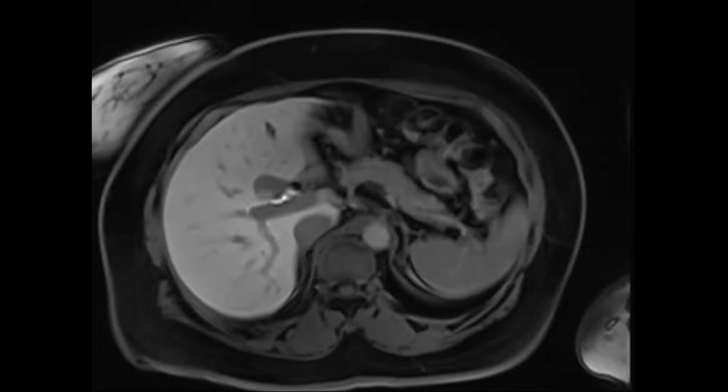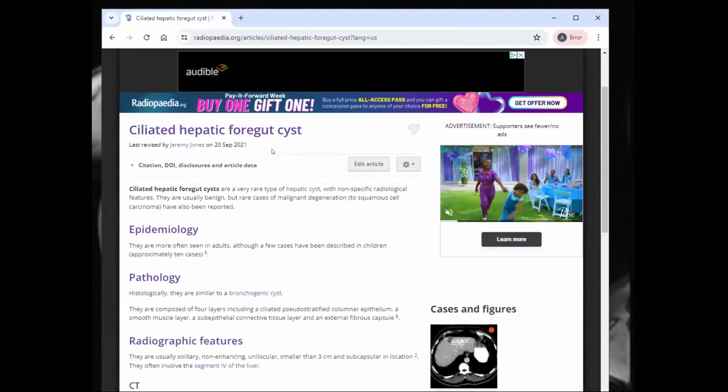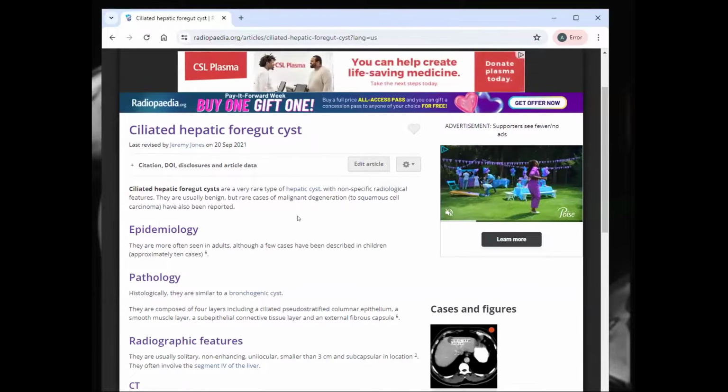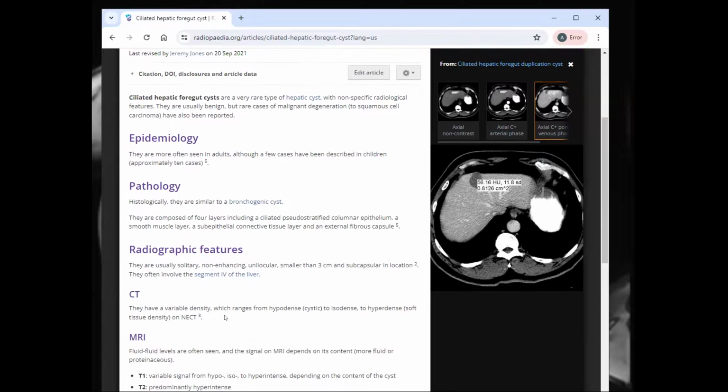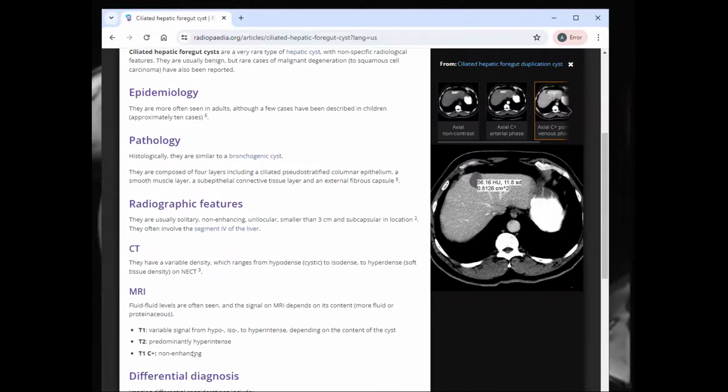Wow. Just a couple of things about ciliated foregut cyst. These are fairly rare. I have a couple in my files. They usually look like this, where they're in segment 4. This is the classic location. They often just look like a normal cyst, but they can have some complexity. They're usually smaller than 3 centimeters, subcapsular in segment 4, but they can have fluid levels and be more complex. And that's when they can get resected.